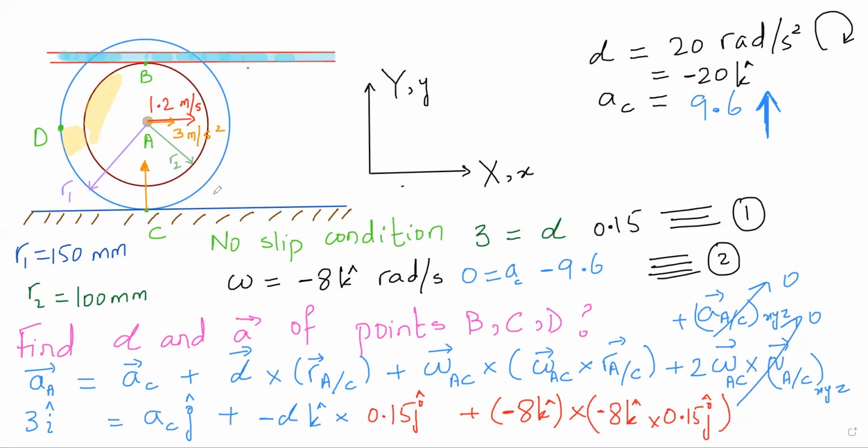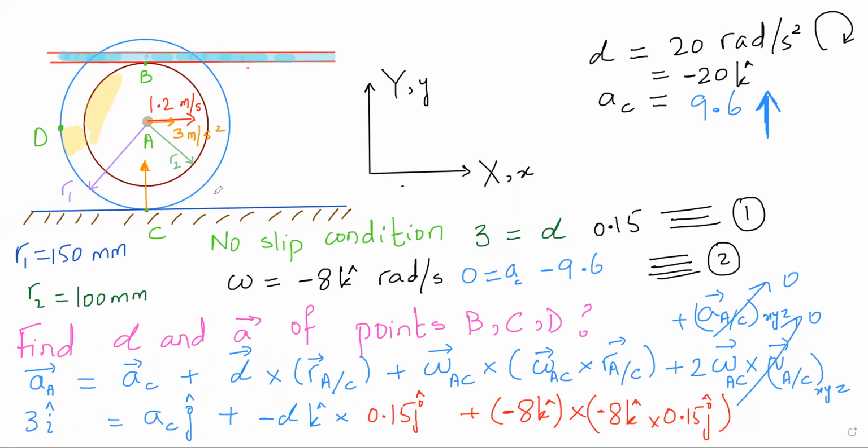That's fine, but omega is omega for the whole disk. It's a rigid body. So omega at the center will be the same as the omega at the corner, the same as omega at any other place, as long as it's one rigid object. Same story for alpha. So the vector of omega and alpha are the same on one rigid object.